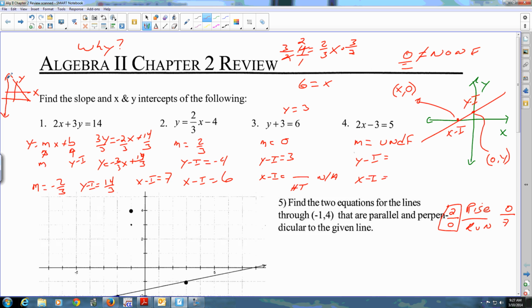Also, if it's vertical, are you going to have a y-intercept? No, it doesn't have one. Hammer time, none. Doesn't have one. Okay? But don't leave it blank. Blank means you don't know how to do it. Okay? X-intercept, just solve for x. 8 divided by 2, 4. Okay?